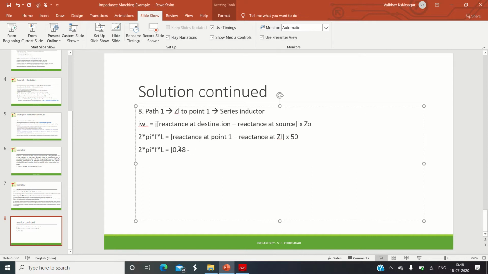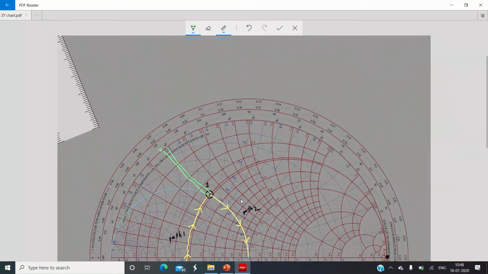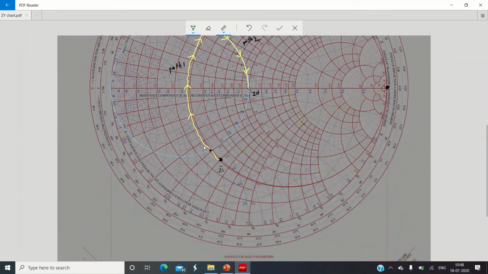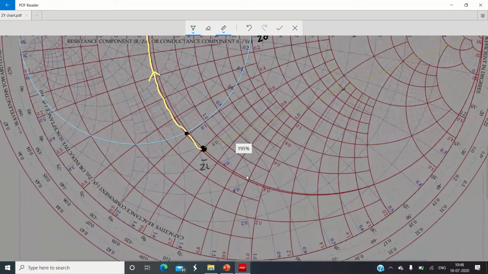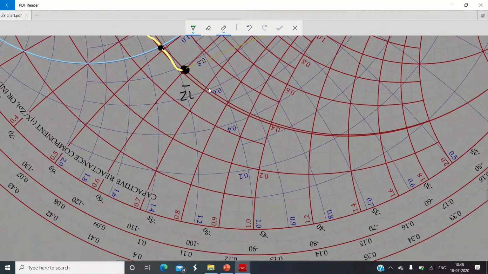Now I need to find what is the reactance at ZL. First of all, locate where your ZL point is. ZL is in the lower half of the Smith chart, so that's why the reactance has to be taken as negative. So I will locate this point now. ZL is located over here. If you clearly observe, this ZL is located on the negative reactance of 0.6. So I will draw that. See this particular line, correct?